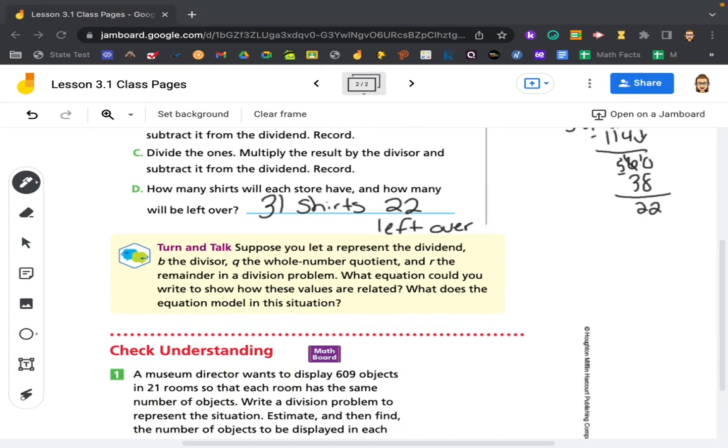So that is all for today's lesson. Hopefully now you can use strategies based on place value to divide 3 and 4-digit dividends by 2-digit divisors. And remember, in order to be a math person, all you have to do is be a person and do math.